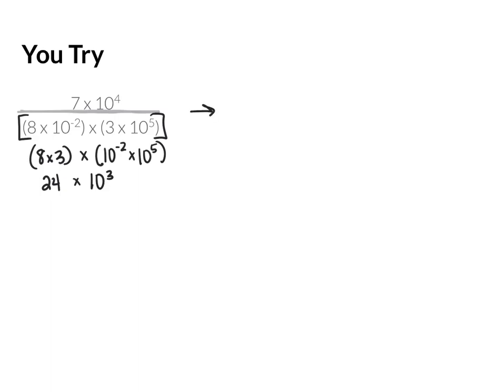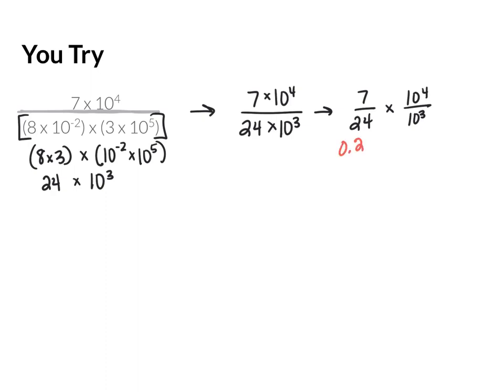Now let's rewrite our problem to make it a little easier to follow. 24 times 10 to the third. Now that I have just a division problem, I separate it out. 7 divided by 24 and 10 to the fourth divided by 10 to the third. 7 divided by 24 is going to give me a really long decimal, 0.2916 repeating. Let's actually just round that to 0.29.